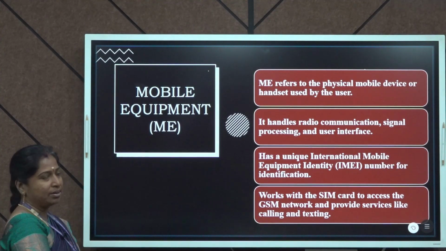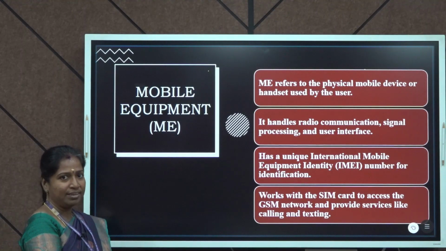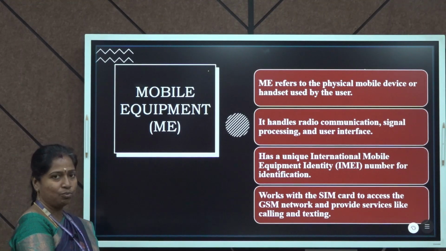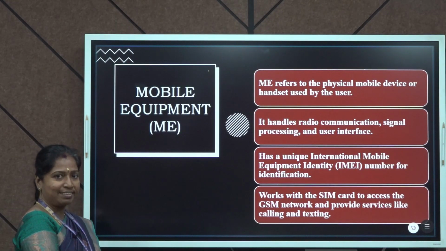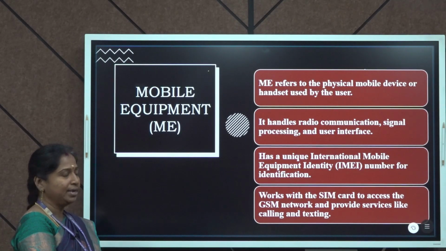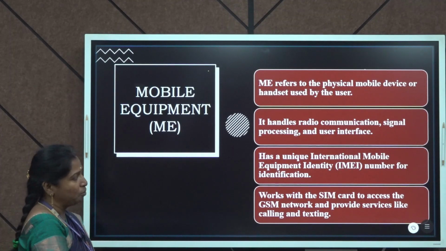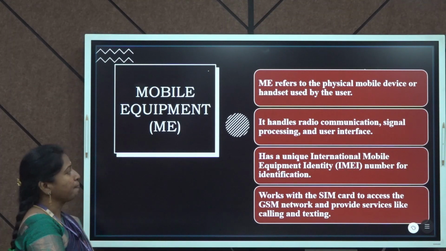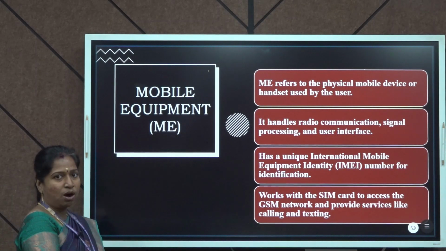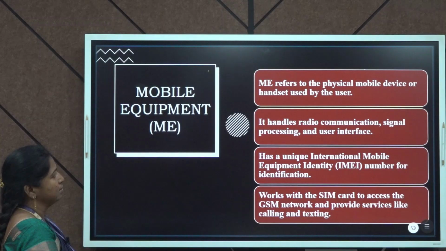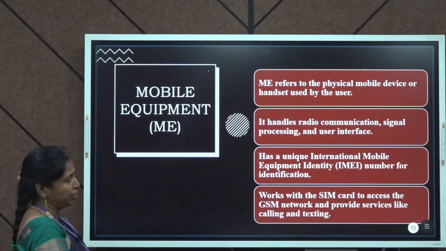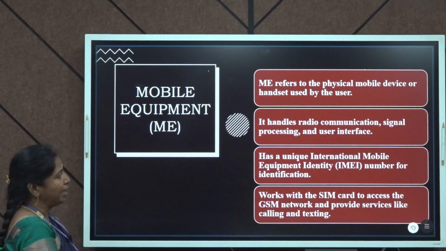Mobile equipment is nothing but the physical device, that is our mobile or modem which is used for communication. Every mobile device has a unique number, that is IMEI, International Mobile Equipment Identity number. It works with a SIM card to access and authenticate the service. It handles radio communication, signal processing and user interface.